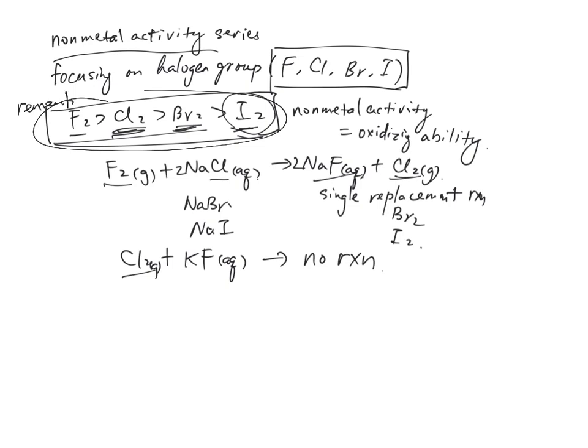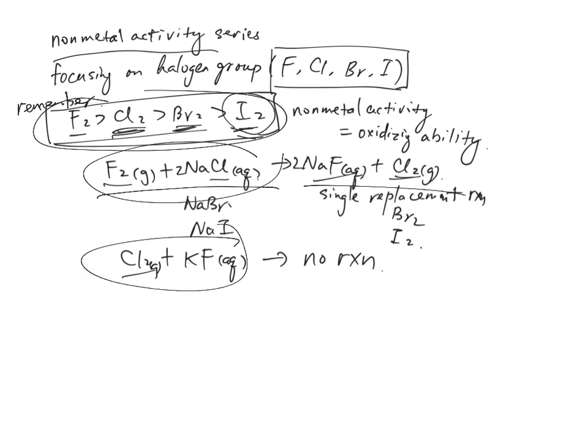remember your activity series, the only thing I can ask you is, for example, which one of the following single replacement reactions will happen between halogen group elements. So if I gave you this, you know a reaction is going to happen. If I gave you this, you know no reaction would be happening because chlorine is less active than fluorine. So as long as you can answer this type of question, you're absolutely fine.